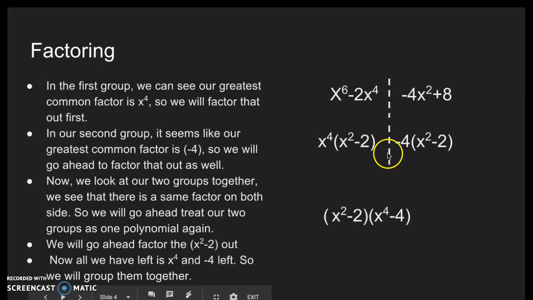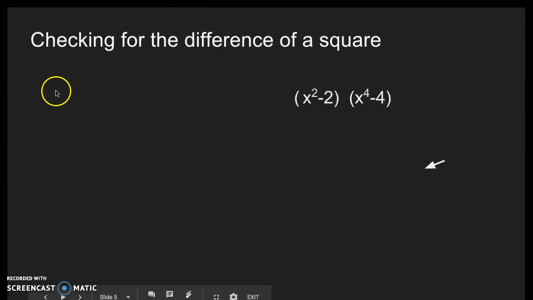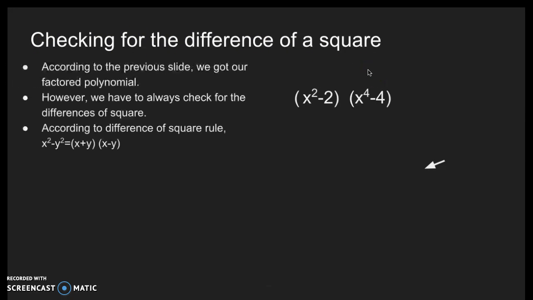So now we'll group this together. Group x to the 4th power and negative 4 together. So our final factored form becomes x to the 2nd power minus 2 in parentheses times x to the 4th power minus 4 in parentheses. Alright. Now, remember, we have to always check for the difference of squares. Let's go ahead and start.